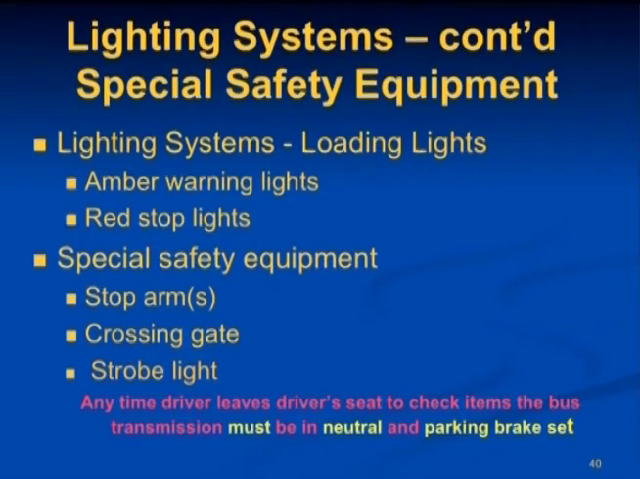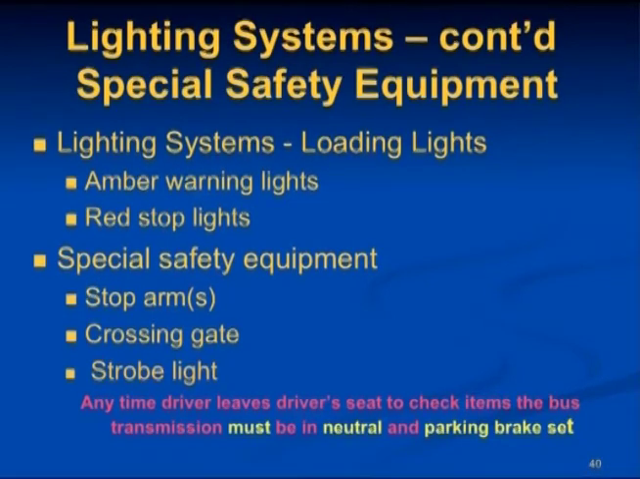The stop sign should be fully extended. The crossing gate, which is mounted on the front bumper, also activates along with the red stop lights when the service door is opened. It should extend straight out when activated and return to the bumper when closed. The strobe light, if automatic, will also activate when the loading lights are activated.